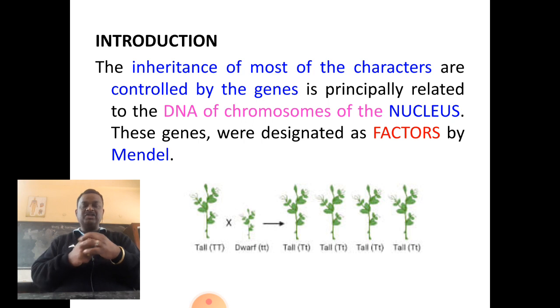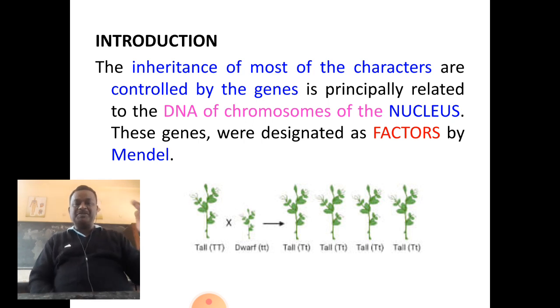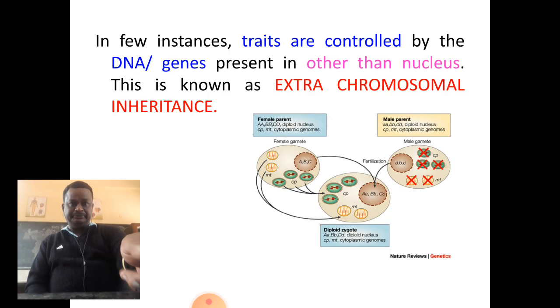So down in the picture is an example given by Mendel, where the tall character and dwarf character of their pure lines, that is homozygous parents, when crossed, we happen to get the tall variety heterozygous offsprings. So the character of tallness is passed on from parents to the offsprings through the genetic material present inside the nucleus in the form of chromosomes. So this pattern of inheritance we call as nuclear inheritance.